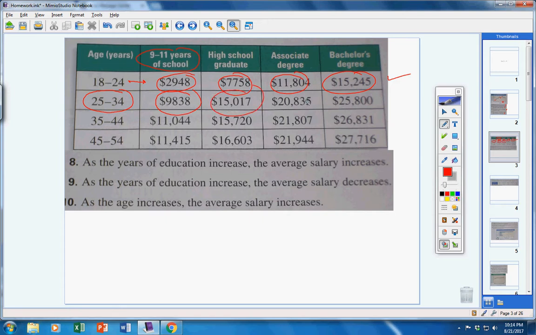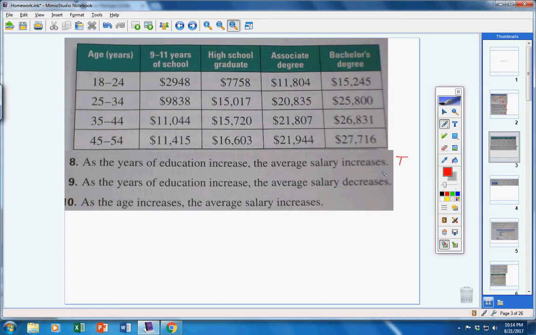For a 25 to 34-year-old, here's what they make with this much education. They make $15,000, then 20, then 25. So that's good. Same thing here, from 11,000 to 15 to 21 to 26. And then from 11,000 to 16,000 to 21 to 27. That's good. Do you see what I'm saying here? As the education gets higher, from 9 to 11 years of school, to a high school graduate, to an associate degree, that's a 2-year degree in college, to a bachelor's degree, a 4-year degree, the salary always increases. So yes, that is a true statement.